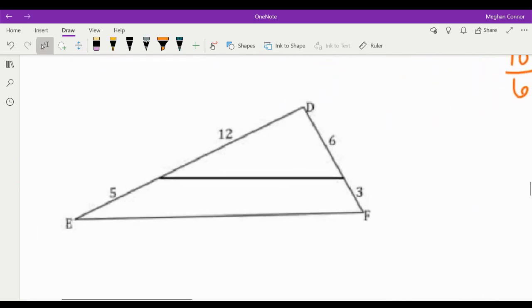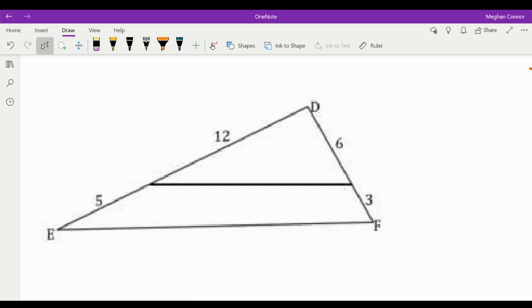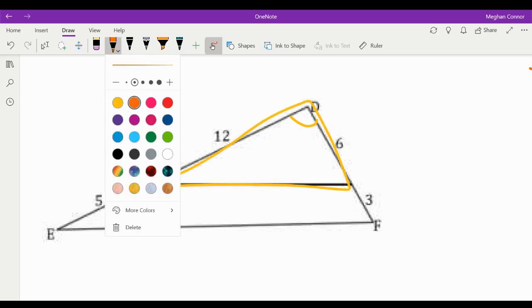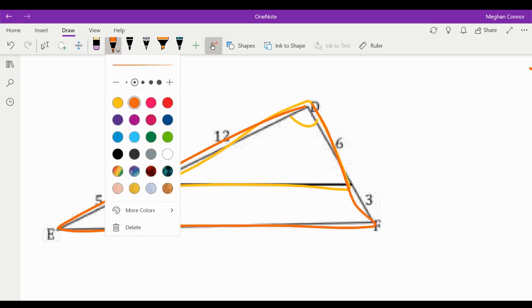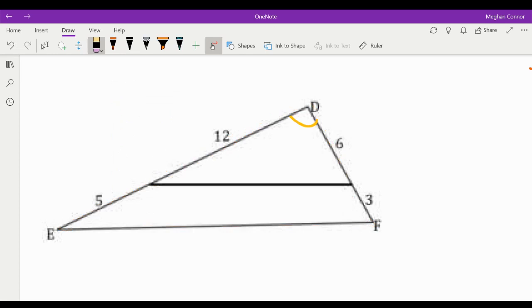We are not given that these lines are parallel. All we're given is side lengths. We do know that D is equal to itself, so comparing this triangle right here to this triangle right here, we know that they at least share that angle. If I wanted to prove that these two triangles were similar, I would need to prove that the sides on either side are proportional, because I don't know that those lines are parallel, so I couldn't use parallel line reasons. I would need to prove that their corresponding side lengths are proportional.